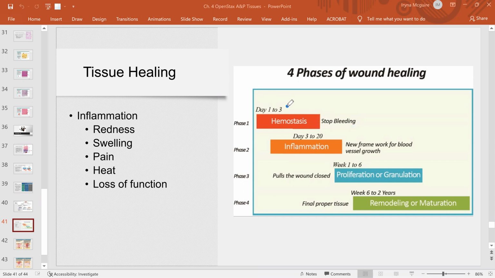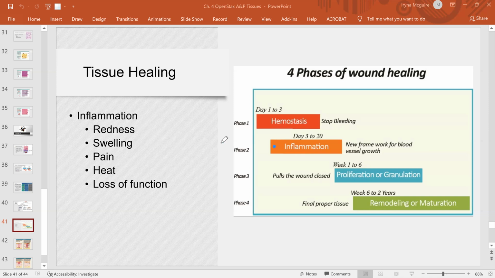And this is day 1 to 3. Then day 3 to 20, we will have inflammation. Of course, it will depend on how severe the damage is. It might be a day or 2, it might be 20 days, but we will have inflammation. Week 1 to 6, we have granulation or proliferation. I like granulation because you are actually forming granulation tissue. And stage 4, or final stage, week 6 to several years, is maturation and remodeling.